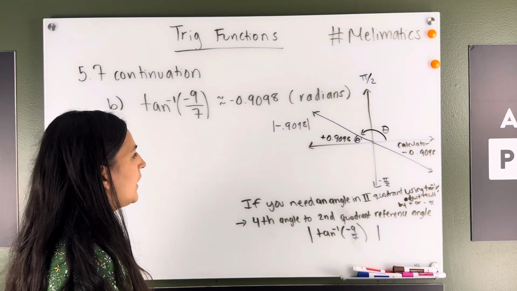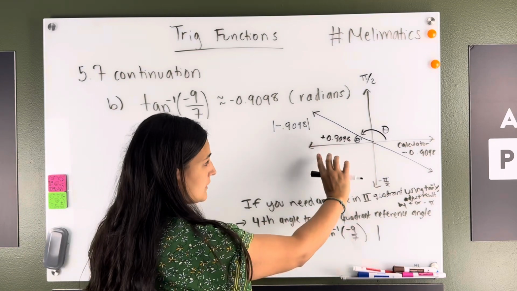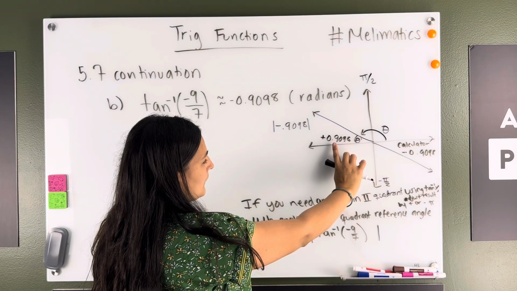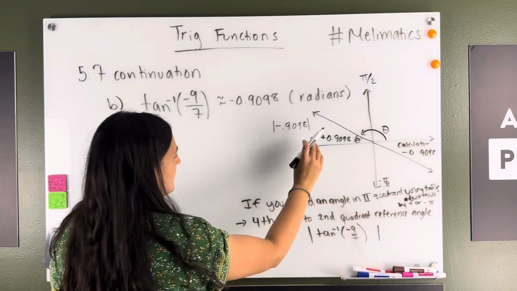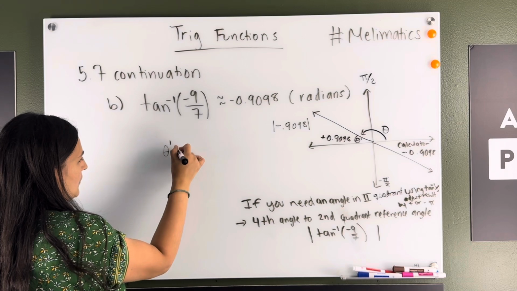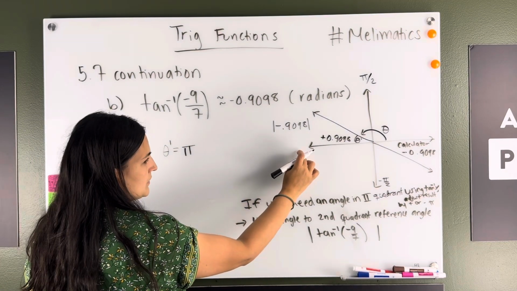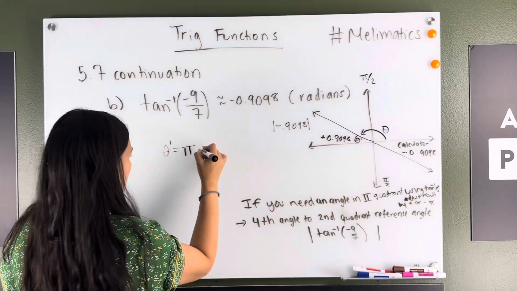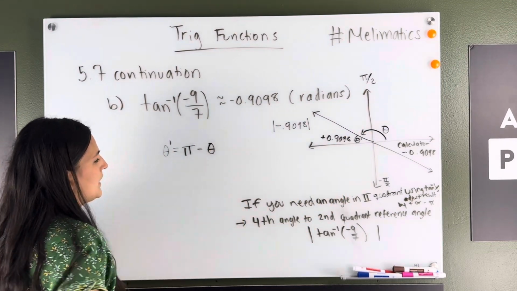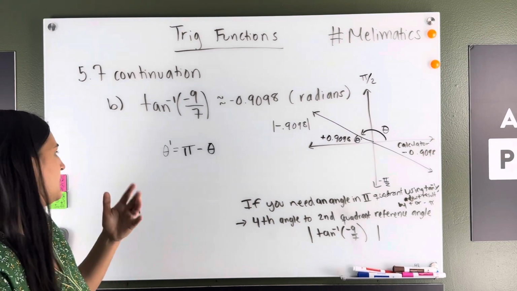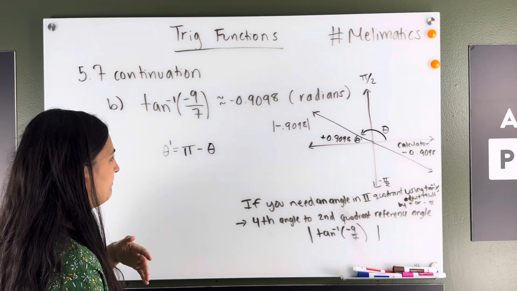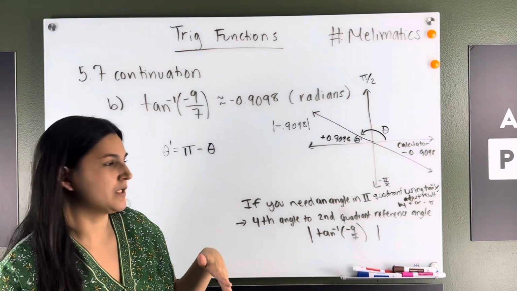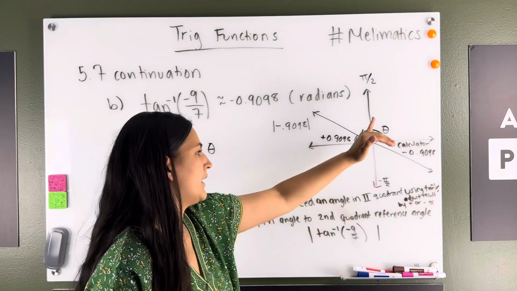Okay, so now that we know that the reference angle is positive 0.9098, then we're going to use the fact that in the second quadrant, the reference angle is pi, which is 180 degrees, minus the angle, right? But this time we're going to have to manipulate it, because you're trying to find the theta, okay?